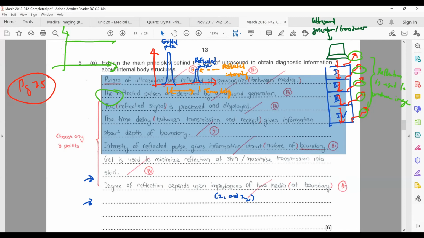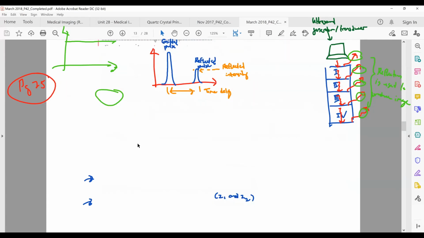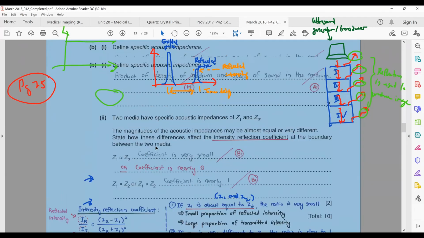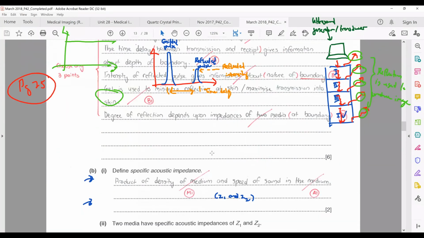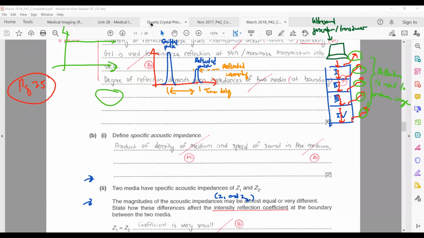Okay, so far so good. If this is okay, then I move a little downwards before I give you a short break.